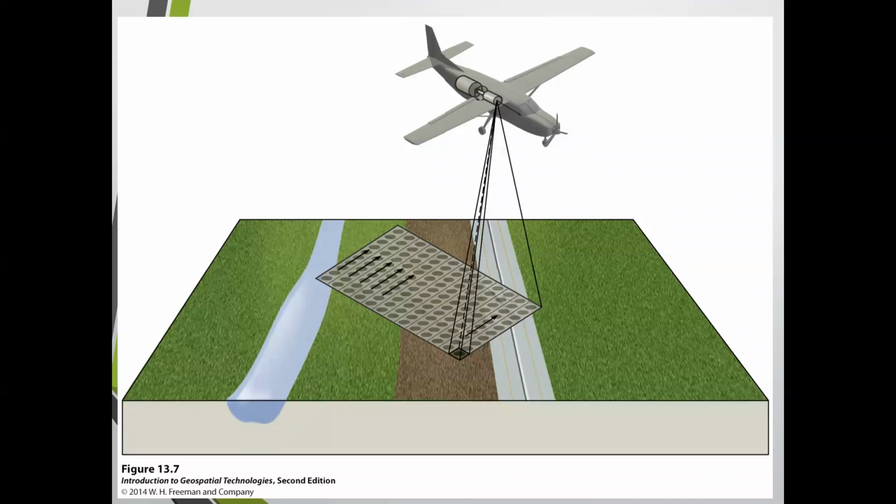So this is an example showing you how that works, where you've got the LiDAR unit in the belly of the plane, it flies over, and it scans it, kind of like we talked about with the satellites.